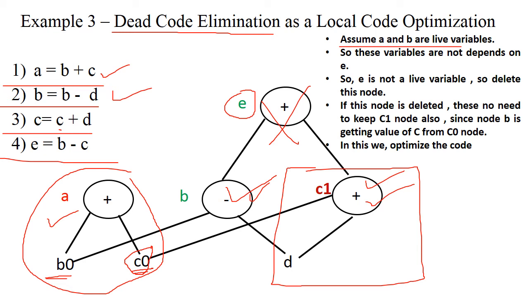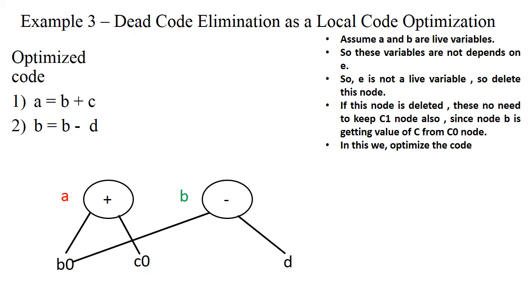So this is called dead code elimination. Means E is equal to B minus C. This instruction is not required. It resulted in dead code. Okay, and C is equal to C plus D is also not required, because already one node is added as C0. Now, it is the same thing, means only two instructions basically need to be kept in the block.